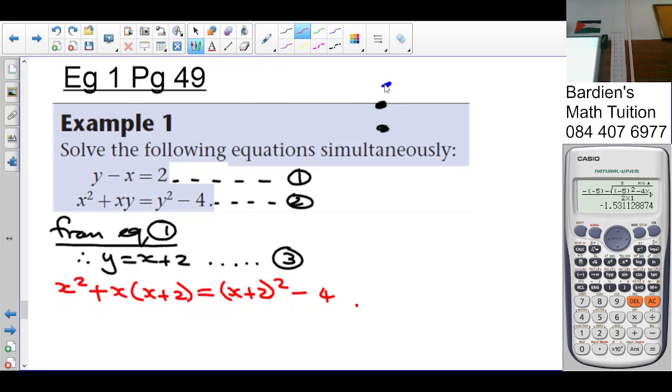You simplify it for me. Alright, so what do we get?